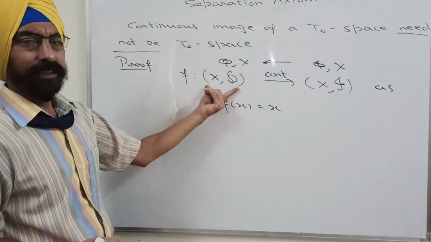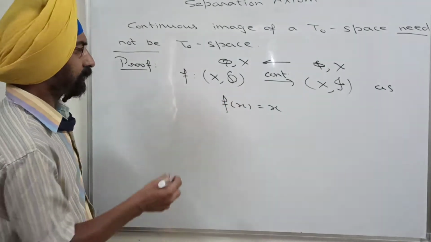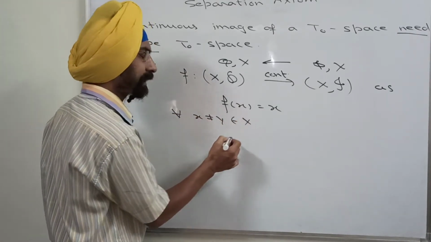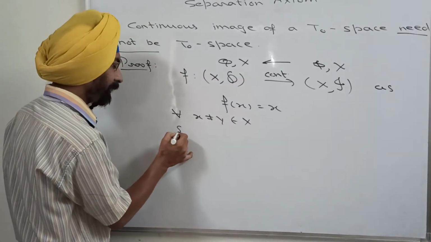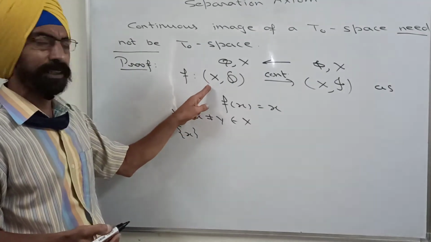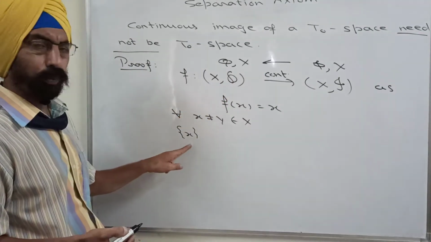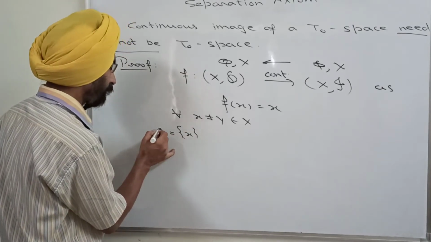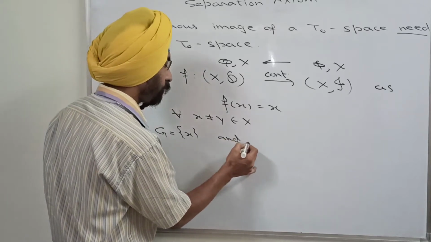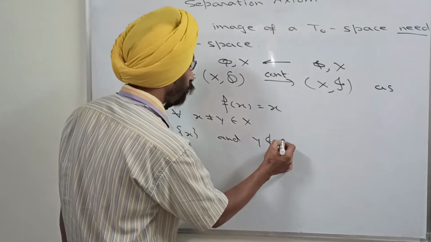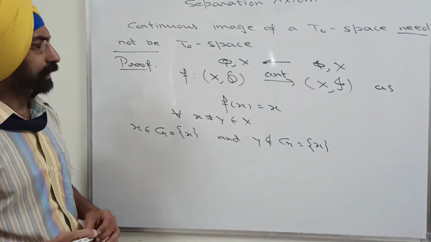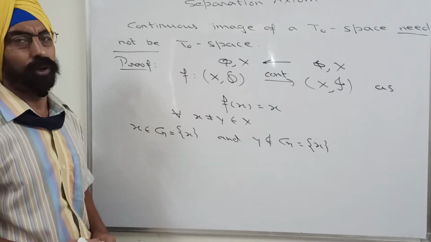This is a T-naught space, we know, because for any x not equal to y in X, we have the singleton set {x}. This singleton set is an open set because every subset of X is open with discrete topology. So this is an open set G such that x belongs to G and y does not belong to G. So that means the space is T-naught.